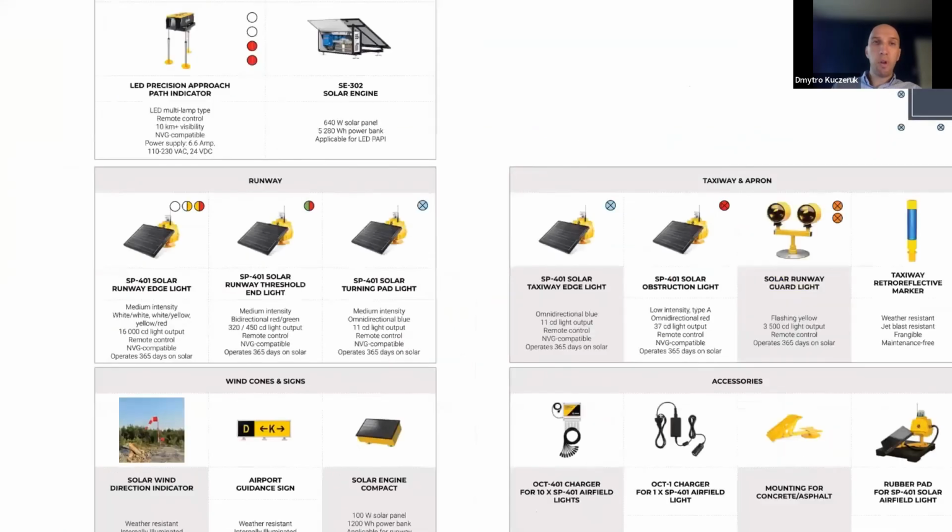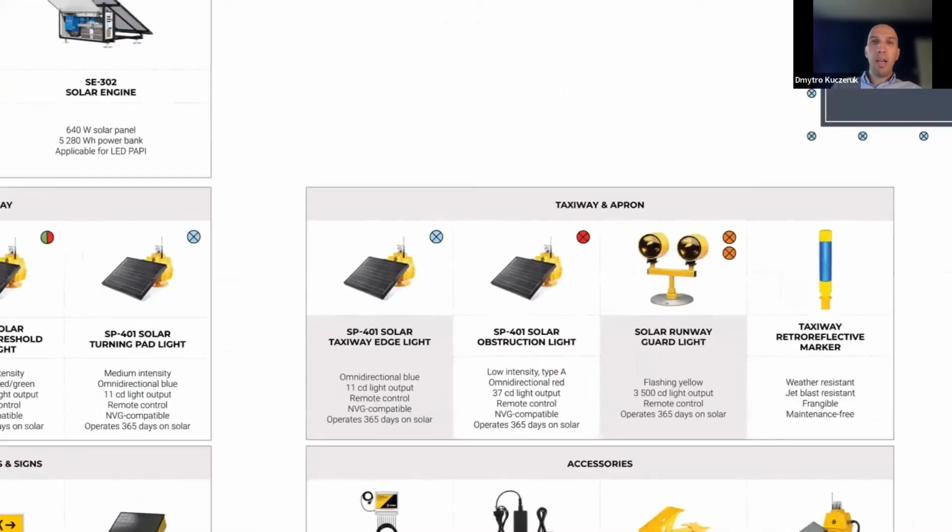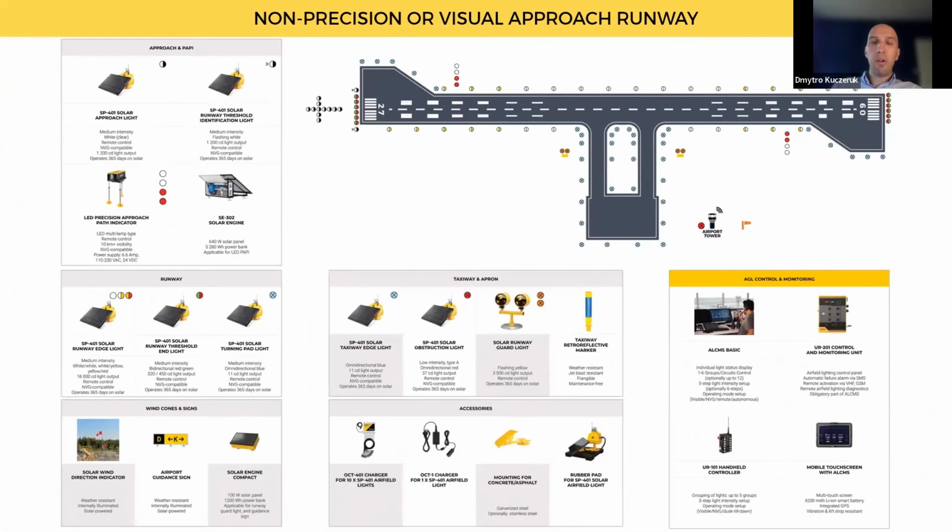The rest of the portfolio for non-precision looks similar to the precision airport runway, so all types of runway lights, white, yellow, red, threshold end light, taxiway signs, wind direction indicator. So anything you need to build a turnkey project for a small, or let's say local, municipal, commercial runway, we have it all.